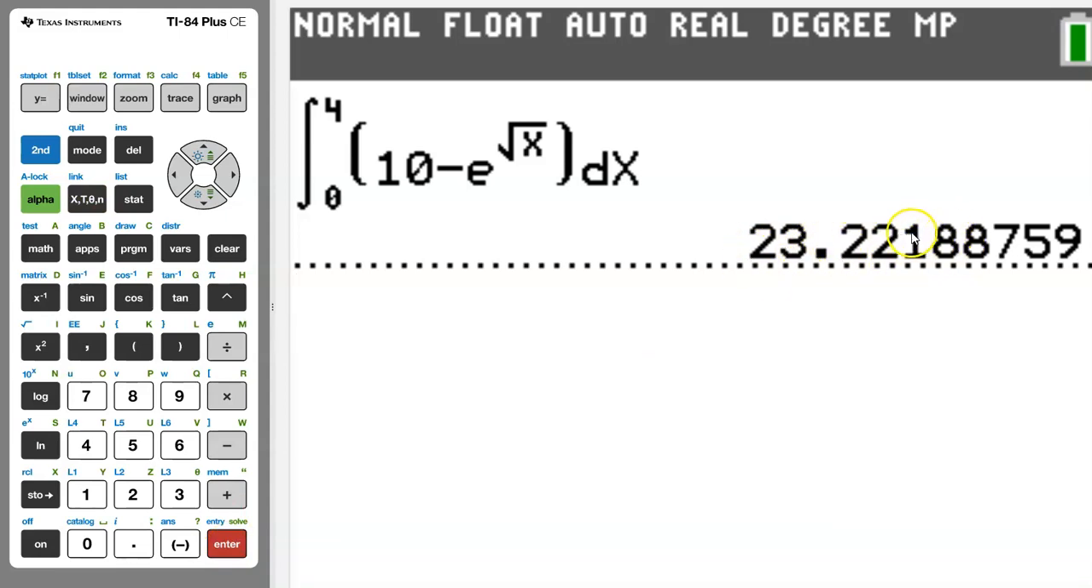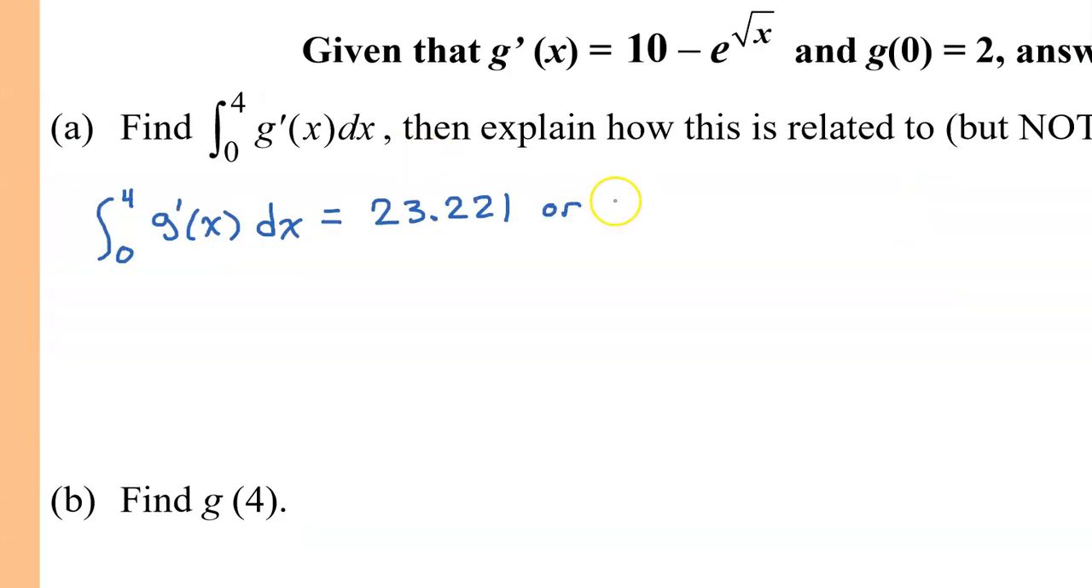On the AP exam, they will accept two versions of this answer. Your answer must be accurate to 3 decimal places, and you can either truncate or round. So we can write 23.221, all right, just sort of cutting it off right there. Or we can round and write 23.222. Either will be accepted.